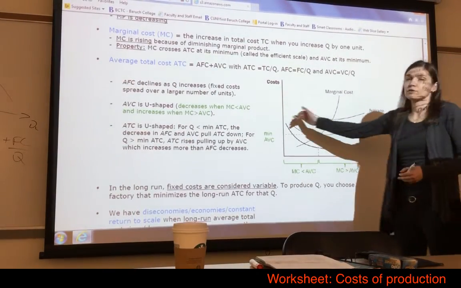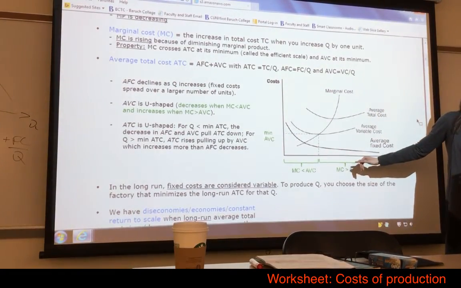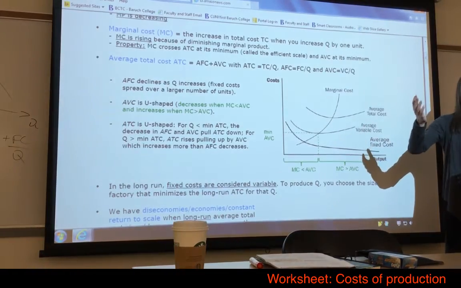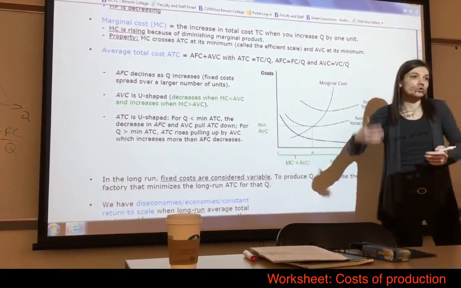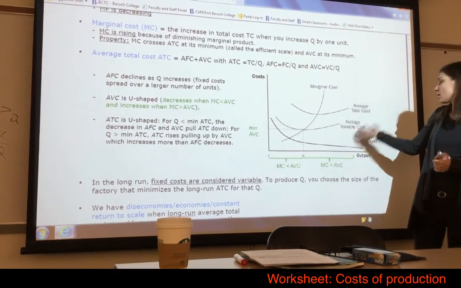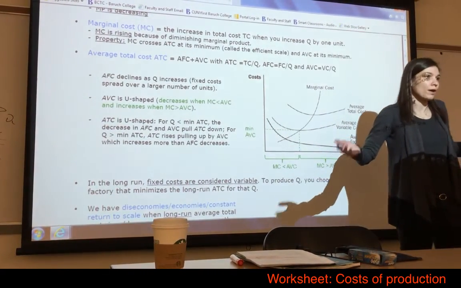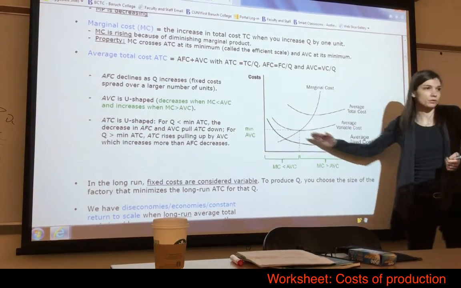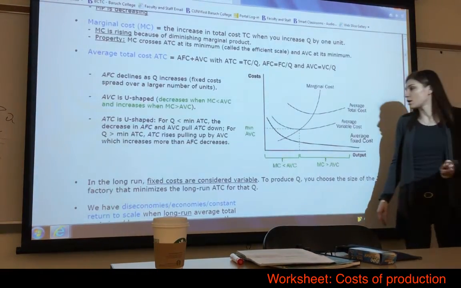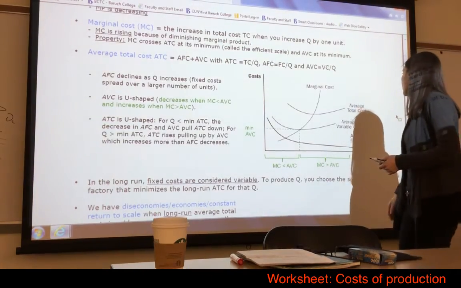Alright, so we see here that average fixed cost decreases as quantity goes up, and this is logical because the fixed cost is going to be the same no matter how much you produce. If you produce 1 unit of the good, you're going to pay $100. If you produce 100 units of the good, you're still going to pay $100 in fixed costs. Right? So when you divide by a larger number, it decreases as quantity goes up.